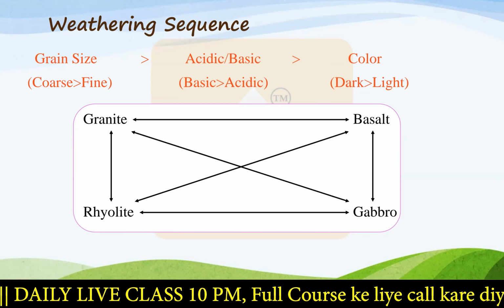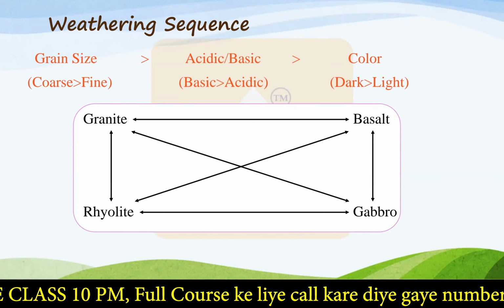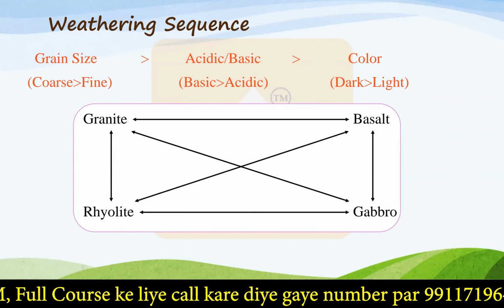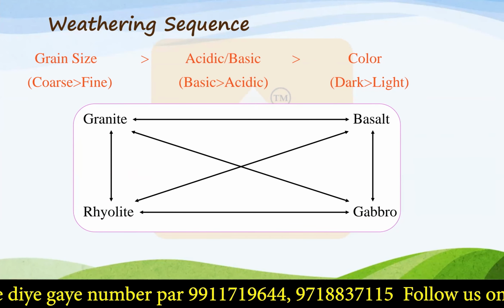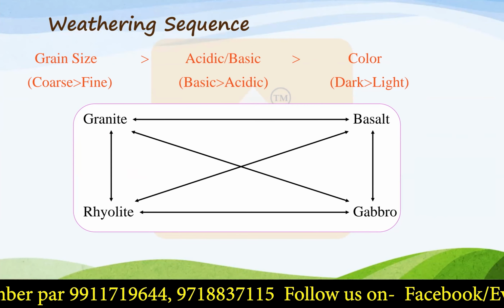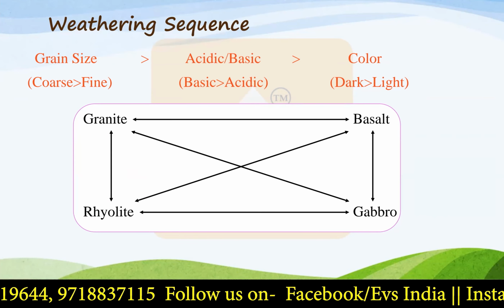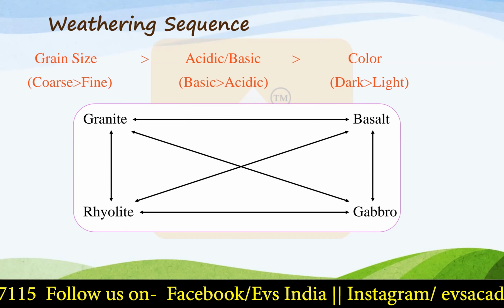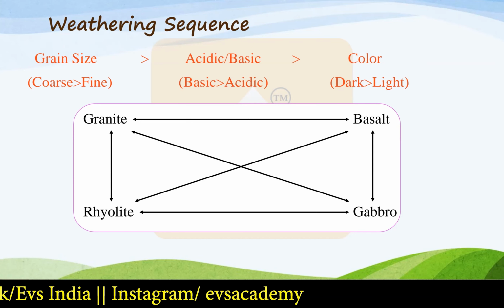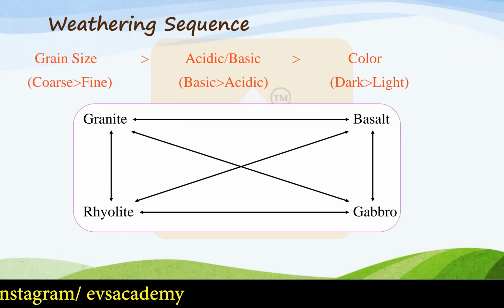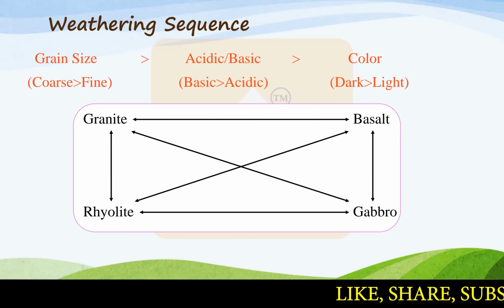And suppose this is also a draw, why you cannot see the grain size as well as you cannot find out the sequence with the help of acidic basic nature. Then you have to go towards the color of the material of that rock. If it is darker in color, the weathering would be high. If it is lighter in color, then weathering would be low. So according to that, let's find out the different rocks and their weathering sequence as compared to each other.